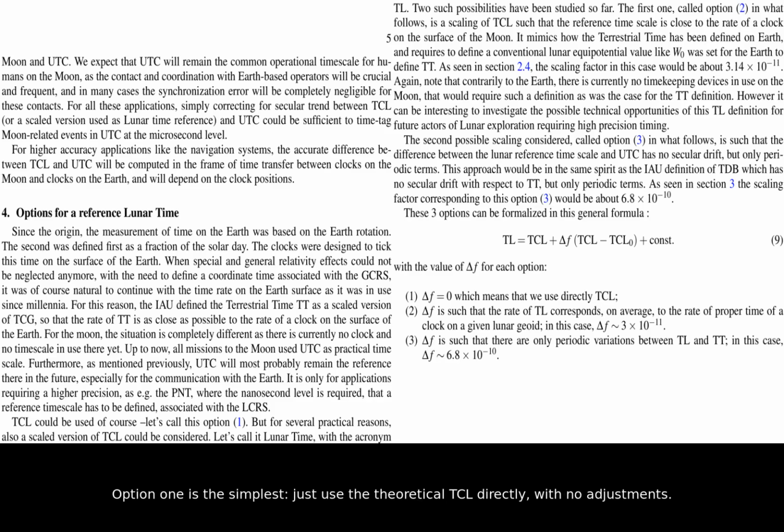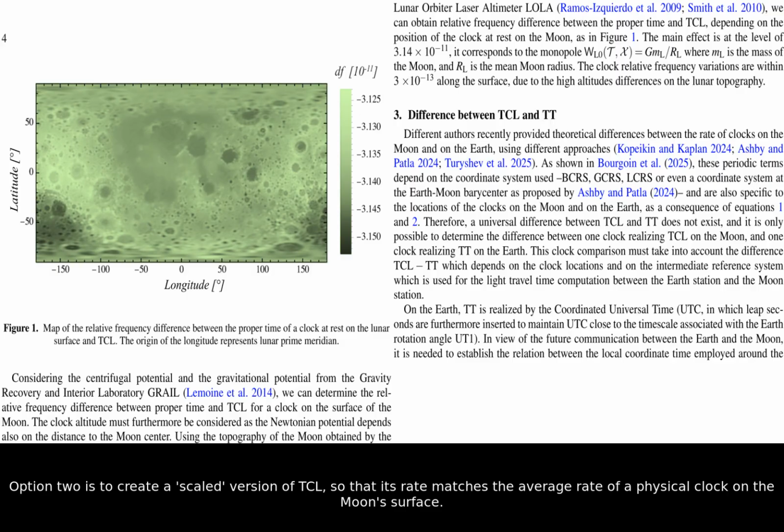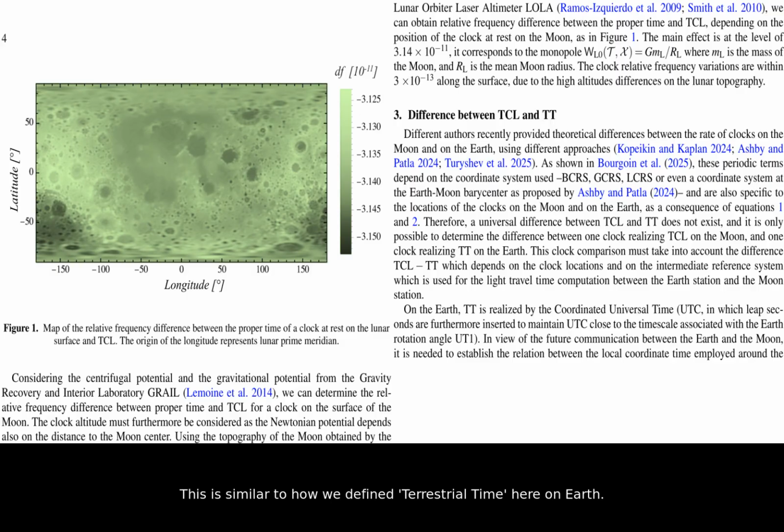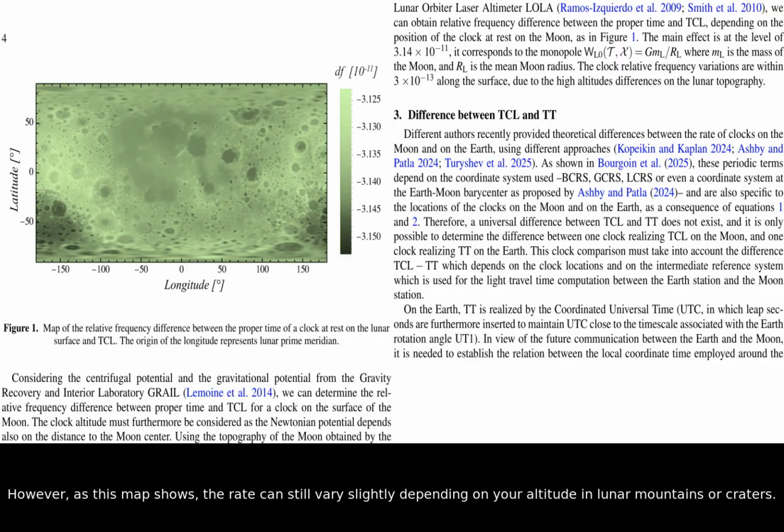Option 1 is the simplest. Just use the theoretical TCL directly, with no adjustments. Option 2 is to create a scaled version of TCL so that its rate matches the average rate of a physical clock on the moon's surface. This is similar to how we defined terrestrial time here on Earth. However, as this map shows, the rate can still vary slightly depending on your altitude in lunar mountains or craters.